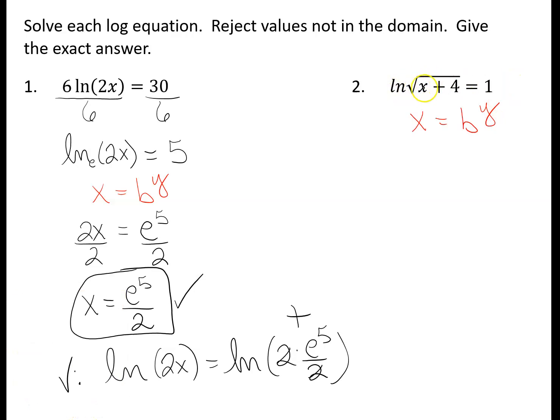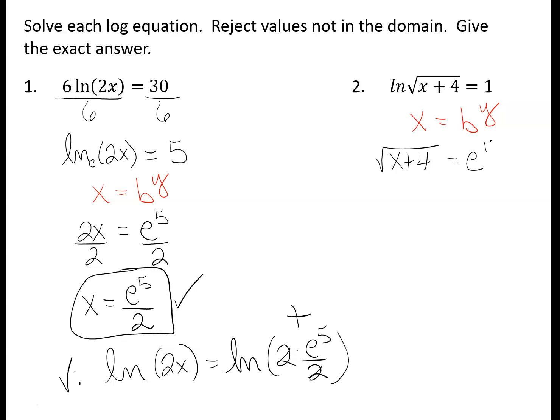So in our log form, it's log of x. So this square root of x plus 4 is going in place of the x. We have an ln again, so our base is e. And y is this constant that's by itself over here, which is just 1. And of course, e to the 1st power is just e, so you don't even have to write the 1.